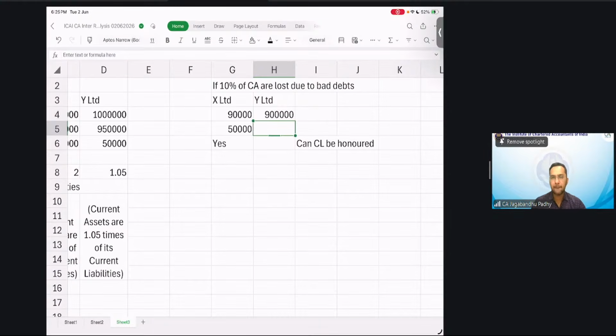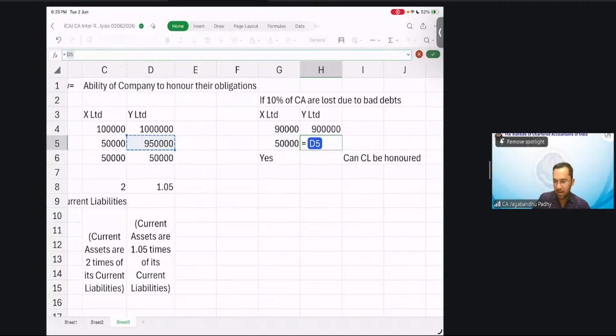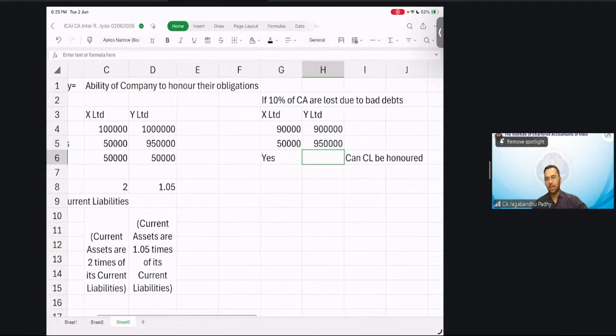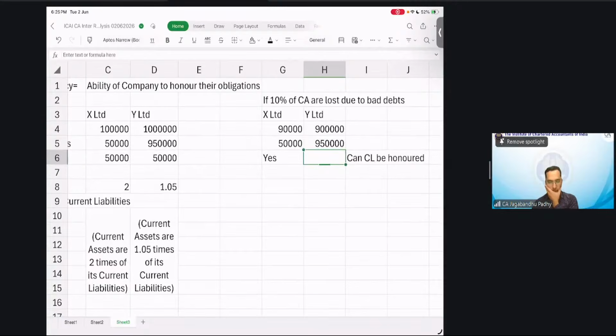Can I say 9 lakh? But your current liabilities are still 9 lakh 50,000. So can the current liabilities be honored, guys? No, it can't be honored because your current assets are falling short of current liabilities.